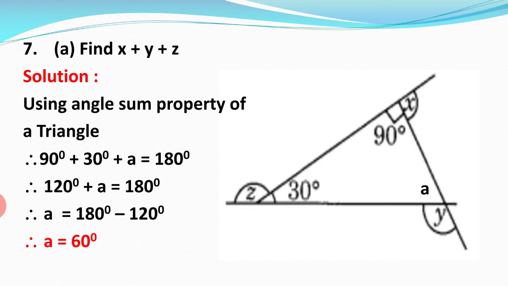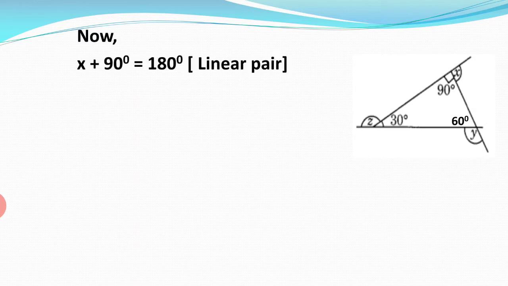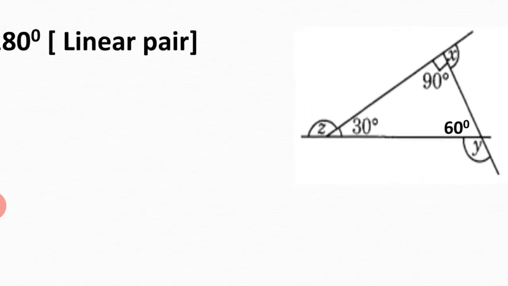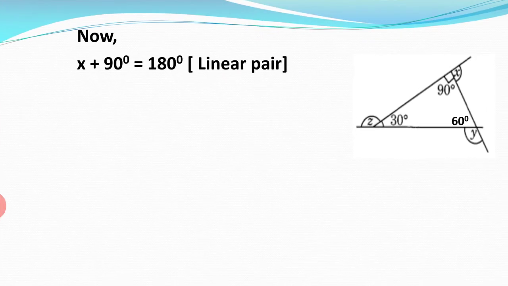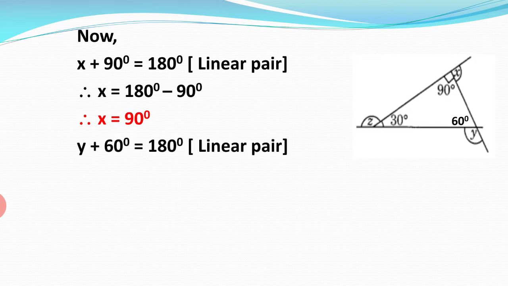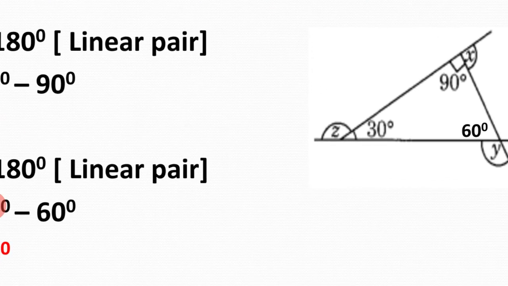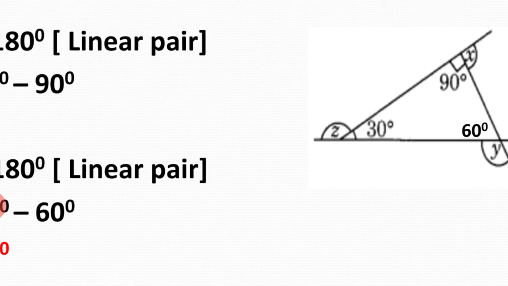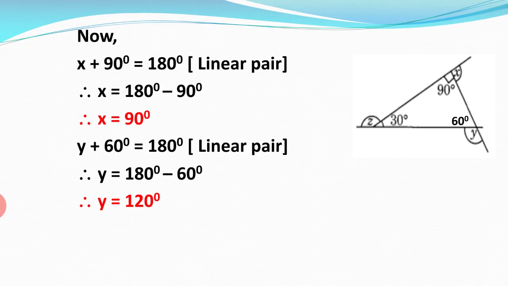Is it clear? Now can we get the values of x, y and z by using the linear pair concept? Yes. So x plus 90 degree is equal to 180 degree. See, x is forming a linear pair with the 90 degree angle. So x is equal to 180 degree minus 90 degree, which is 90 degree. Then y plus 60 degree is equal to 180 degree. Again linear pair. So y is equal to 120 degree. As I told you, just verify: y is equal to 30 plus 90 degree, it is also coming 120 degree. So you can go with any of the properties.